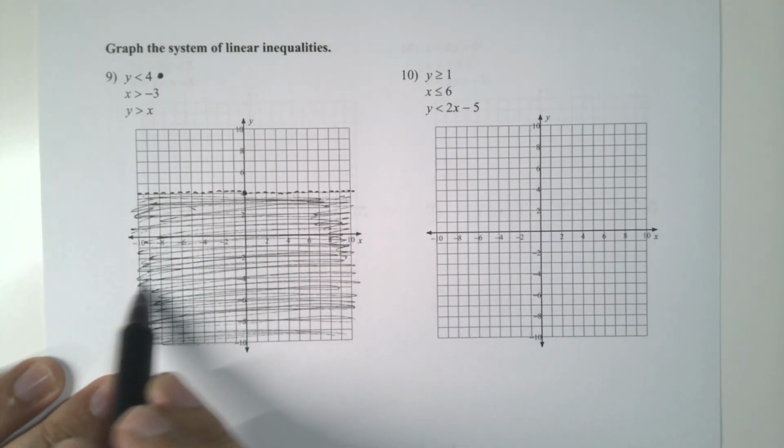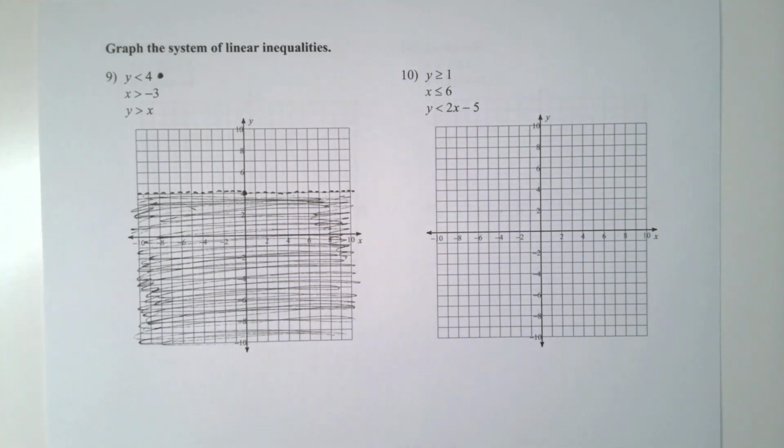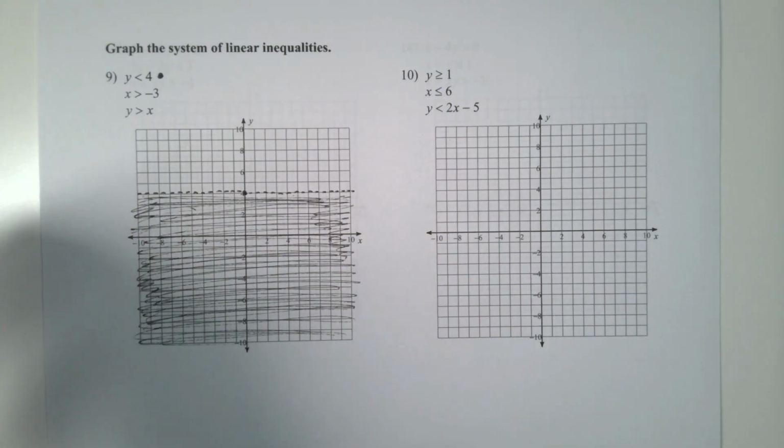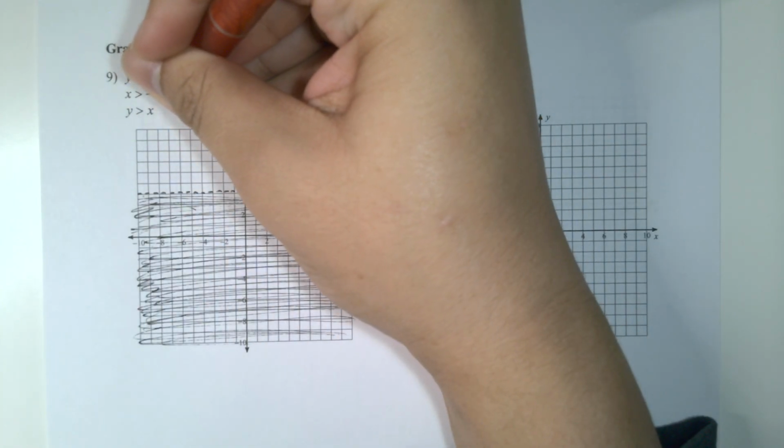Trying my absolute hardest here to make sure it's not too dark. Okay. So there we go. So that's going to be y is less than 4. The next part of this, I'll do in red.